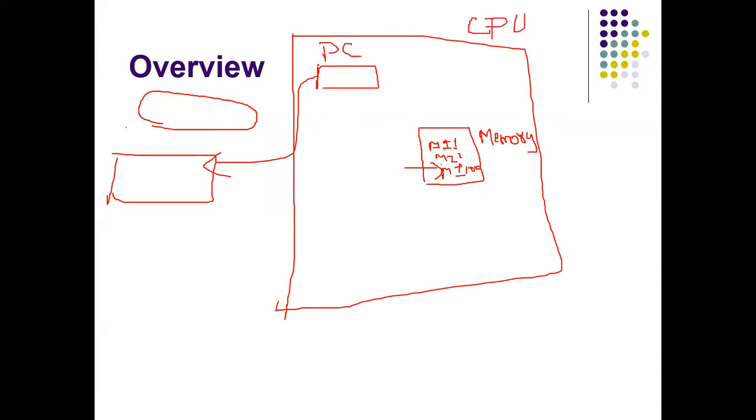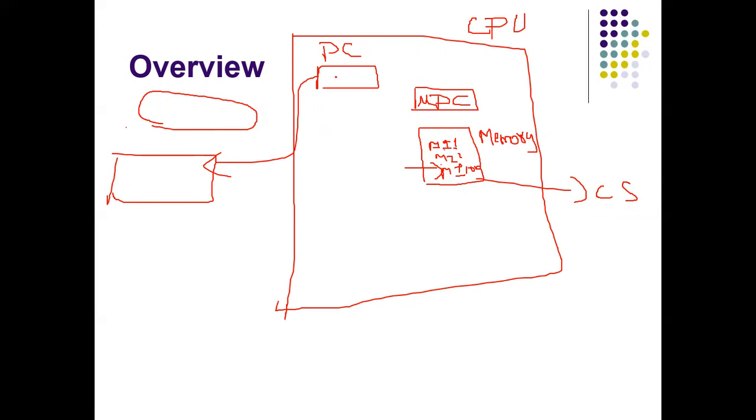So if you want to perform microprogram control, the first thing you should have is a control store. This is the control store, I'm calling it CS. One more unit we have is called the micro PC, which is used in micro program control.